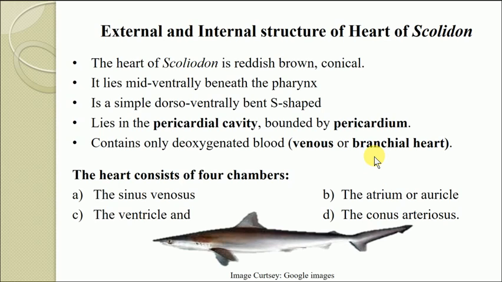Now the heart of the scoliodon is four chambered. The four chambered heart is a characteristic feature, and the chambers are namely the sinus venosus, then the atrium. Atrium is also known as the auricle. Then the ventricle, which is the third chamber, and the fourth one is the conus arteriosus. So in this way there are a total of four chambers. We can say two major chambers and two accessory chambers. The accessory chambers include the sinus venosus and the conus arteriosus. So let's see them one by one.